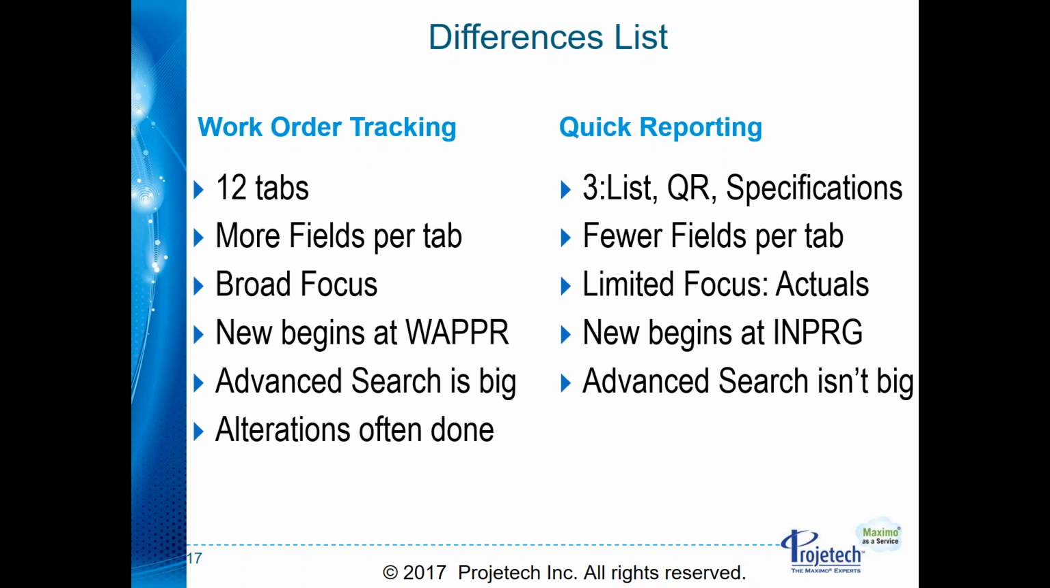Advanced search, not a lot there. So just like advanced search in work order tracking as well, you may want to look at making modifications to it to make sure that it is actually available and capturing the fields that you need to have in there for people to search for their work orders. Same way with the list tab.